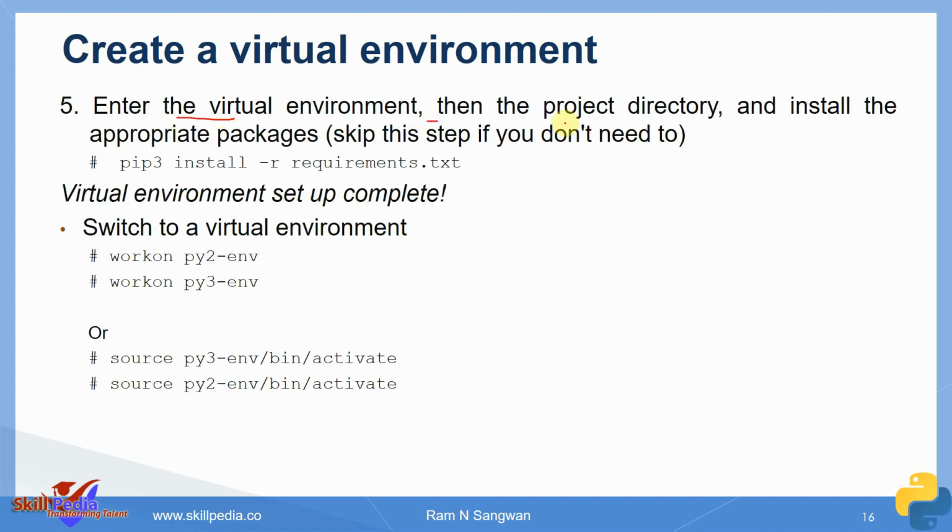Enter the virtual environment, then the project directory, and install the appropriate packages. Skip this step if you don't need it, but this is generally how it works. You create a file, requirements.txt. In the file, you specify a list of all the packages or modules you want to install, and you call this file using pip3 install -r. This is for custom environment setting. For project A, I need these packages. For project B, I need these packages. So you put all those packages in a requirements file and keep this file in the corresponding directory.